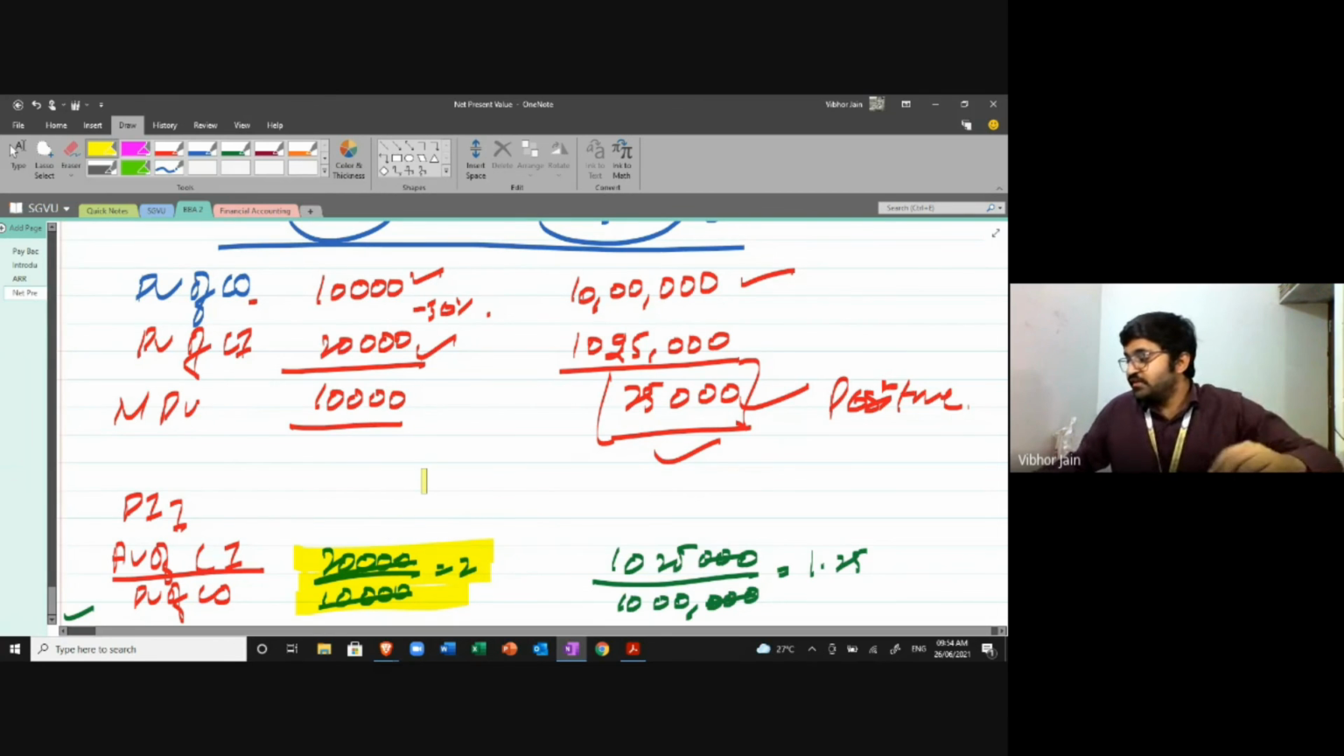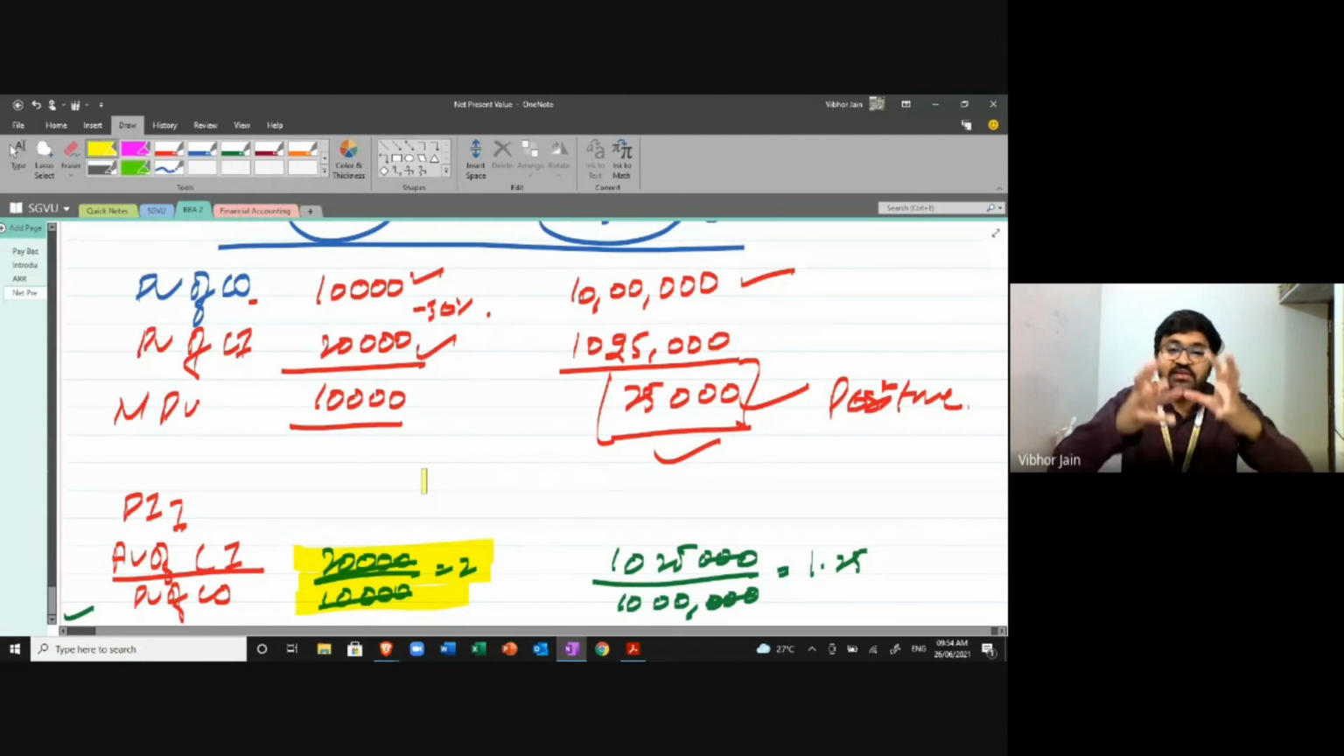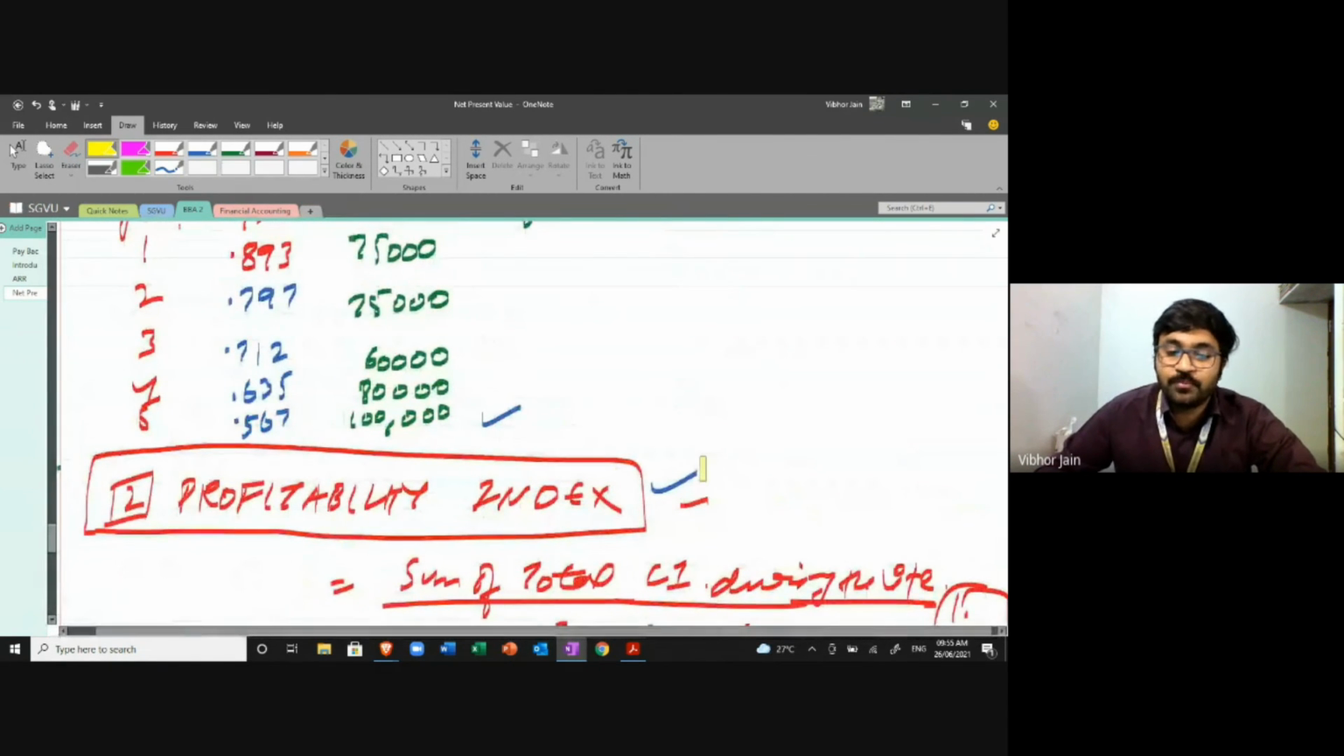So the conclusion is absolute figures do not communicate the exact value. They don't communicate what is the exact advantage that we are getting. So to remove this disadvantage, we calculate the ratio so that we can compare what is the amount that we are investing and what is the return that we are getting. I hope this example is clear to everyone, and that is why we use profitability index.